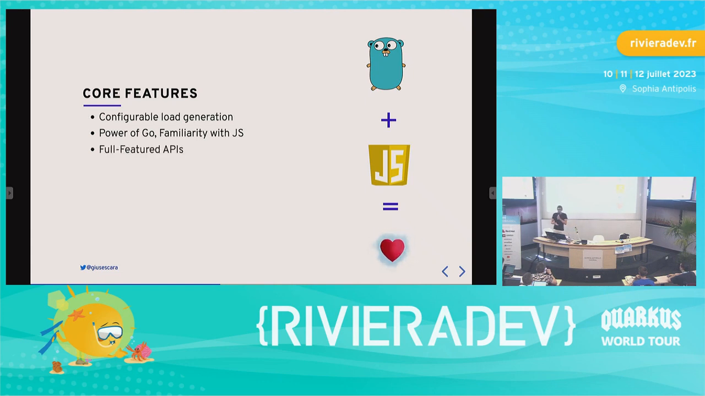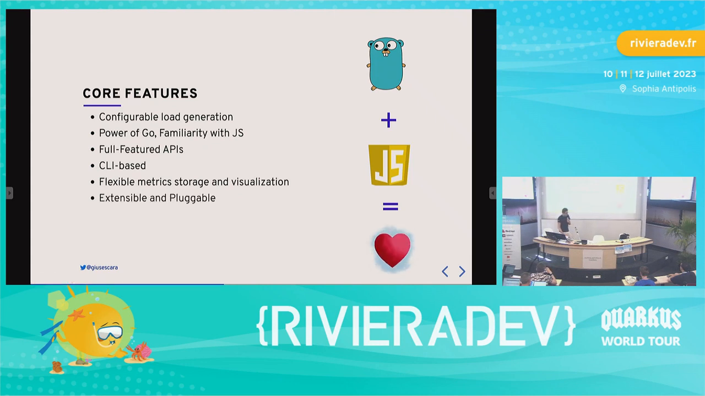Full feature APIs. We have a lot of APIs that we can use, the classic one to do HTTP requests, for example. It is CLI-based, which we will see in a moment. We can also think to integrate k6 in our CI/CD pipeline. Flexible metric storage and visualization. This leads to extensible and pluggable.